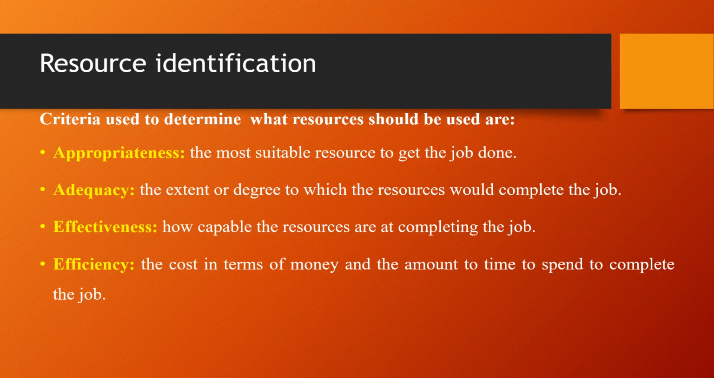What is adequacy? The extent or degree to which the resources would complete the job. Effectiveness: how capable the resources are at completing the job. And efficiency is in terms of not only the money but also the time which we spend in completing the job. So these are the 4 features that should be seen in every resource identification so that the job is completed.